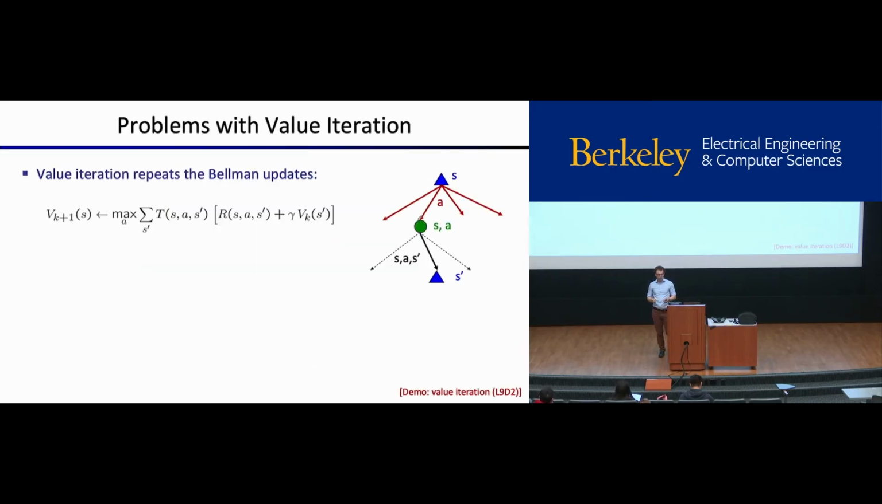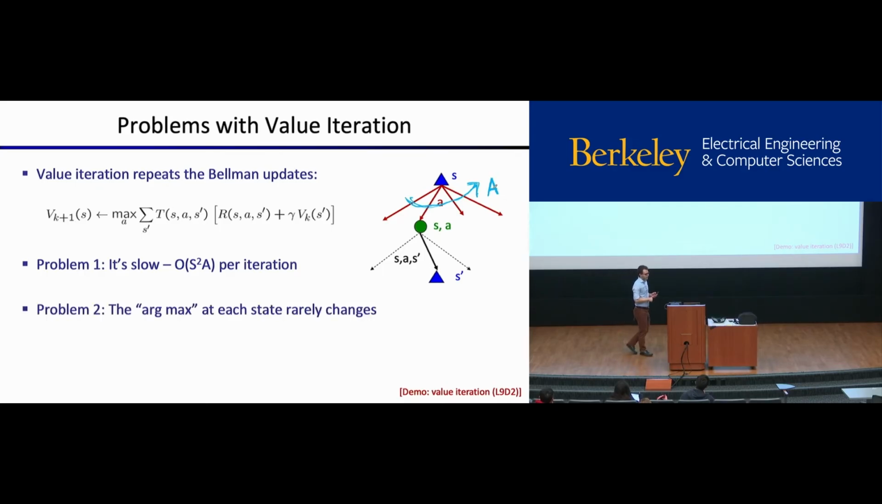So why would we want to do that? Well, we already talked about this. With value iteration, we have this max over actions, and this costs us A. This is like the A in the S squared times A. So it's slow because we have this A term. And when we were looking at policy evaluation, there was no A term because we know the policy. We're just going to take the action it tells us. Okay, so the other thing is, it will turn out that the argmax at each state rarely changes.